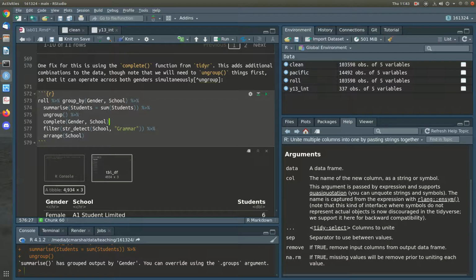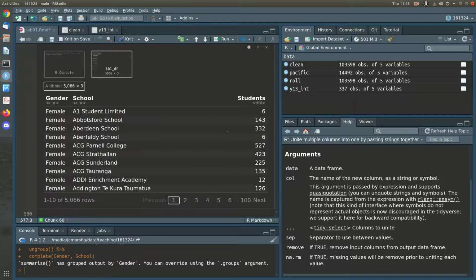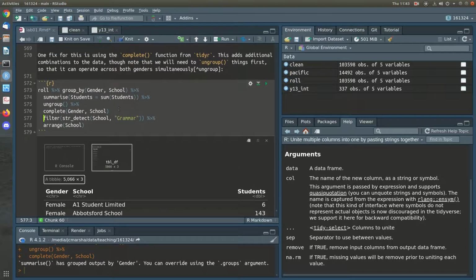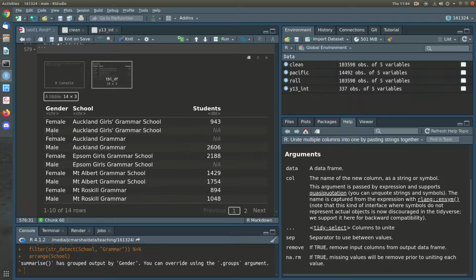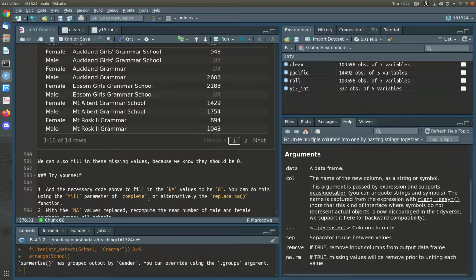So here, notice I've got 4,934. After I do the complete, I've got 5,066. So I've added some extra rows. To look at where they might be, we could have a look back at the grammar school, and you can see here that I've added the corresponding rows for males in Auckland Girls Grammar and for females in Auckland Grammar. And of course, the computer doesn't know the answer to the number of students, because it's just added additional rows and it doesn't know what to fill in for those other entries. We know, of course, that the value should be 0, right? So we can fill in those extra values.